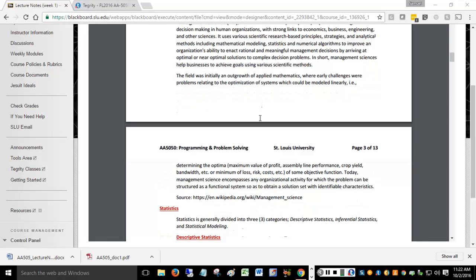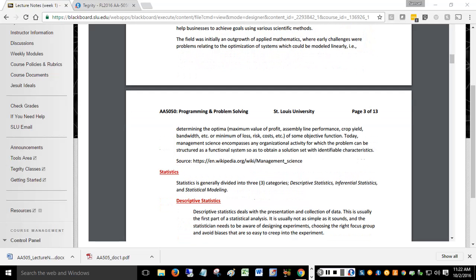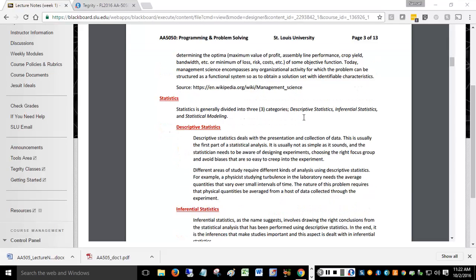The field originally started as applied mathematics, where there were early challenges where problems related to optimization of systems could be modeled after a linear model. For example, you wish to achieve the optimum maximum profit, minimum cost, maximum throughput, and so forth.